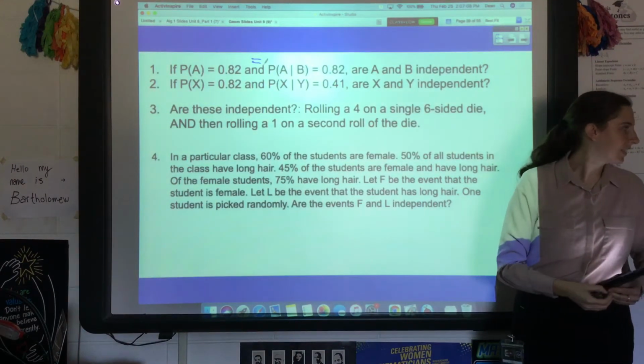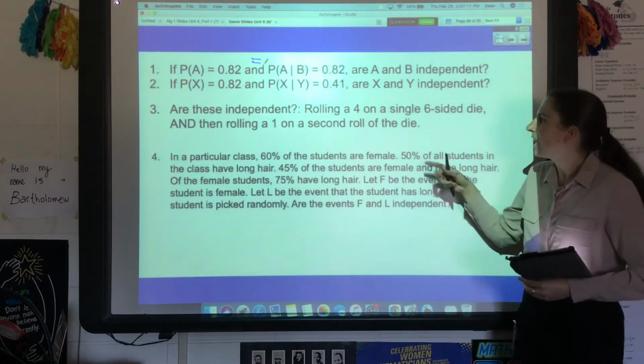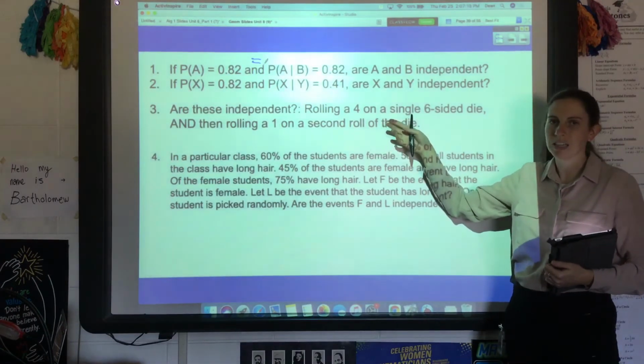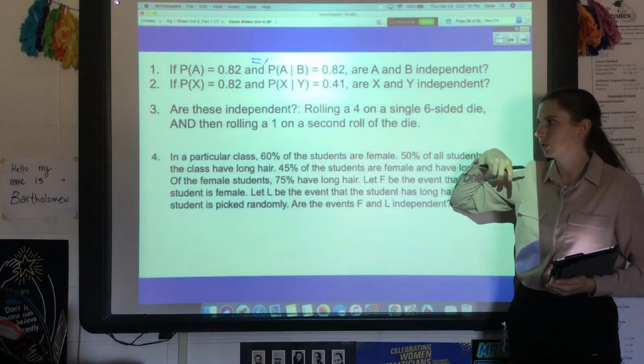Again, come on in. Let's see, I'll be done in 1 sec. Again, these are independent because the second roll is not going to be affected at all by the first roll.